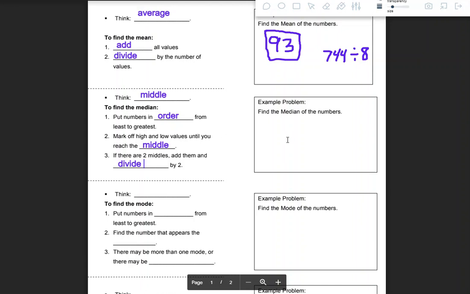Okay, so let's put them in order. Out of all my numbers on the back there, I have 94, 86, 92, 100, 99, 91, 99, 83. 83 is my smallest, so I'm going to put 83 first. My next smallest is 86. My next smallest is 91. My next smallest is 92. My next smallest is 94.